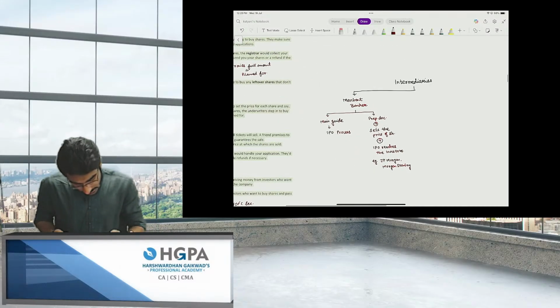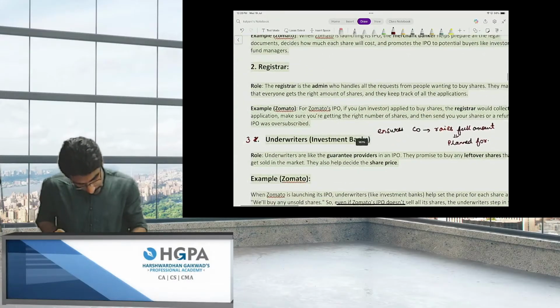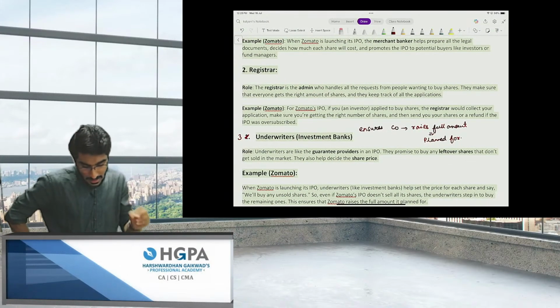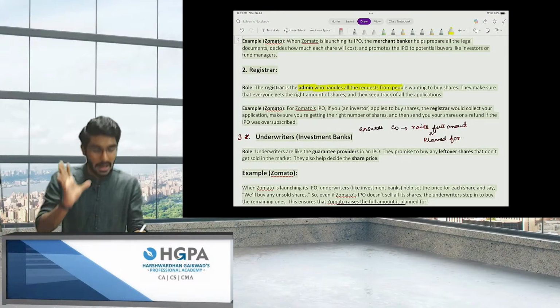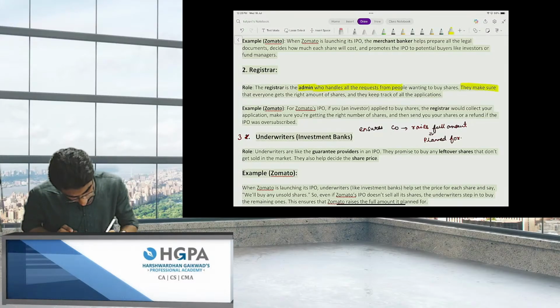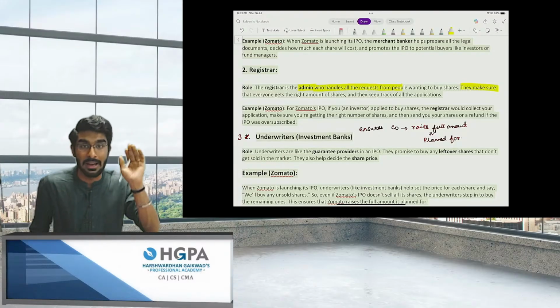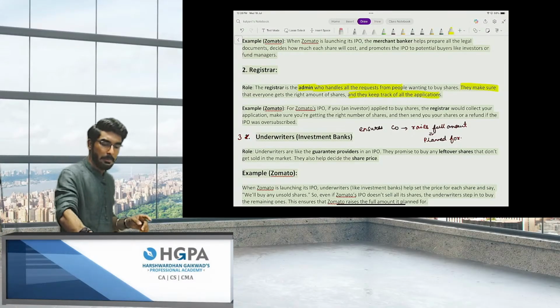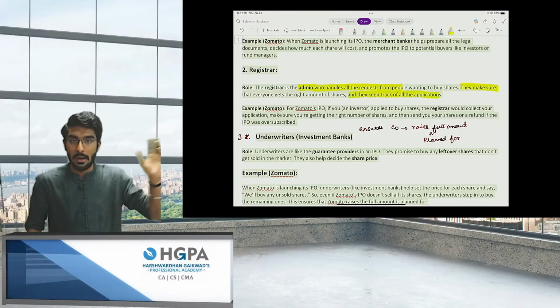Now, next intermediary that we're going to understand is people, registrar. Registrar people. Now let's understand what is the meaning of registrar. Registrar is people, who is he? He is the admin who handles all the requests from people who want to buy shares. They make sure that everyone gets the right amount of shares at the right time at the right price. They also keep track of all applications. So basically people, everything with respect to shares are handled by the registrar.